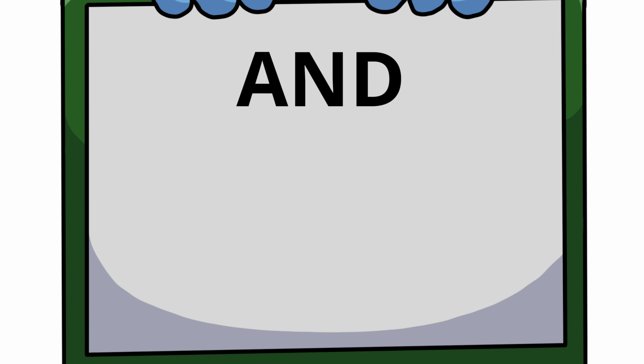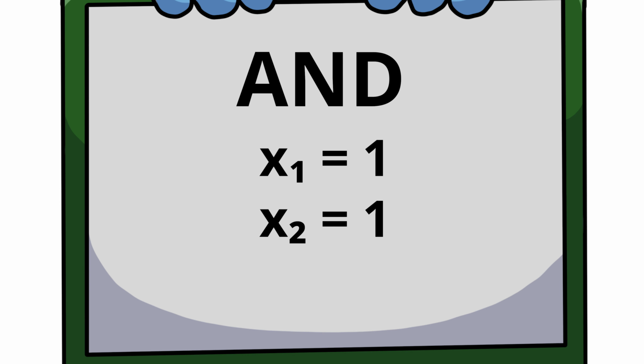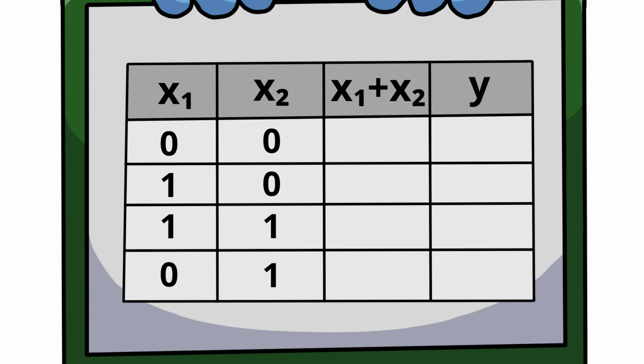For the second function, we have the AND function. This essentially means that both x1 and x2 have to be true in order for the output to be true. Here's another table. There's more spaces blank this time, but I think you can fill it out. Pause the video if you'd like to try.